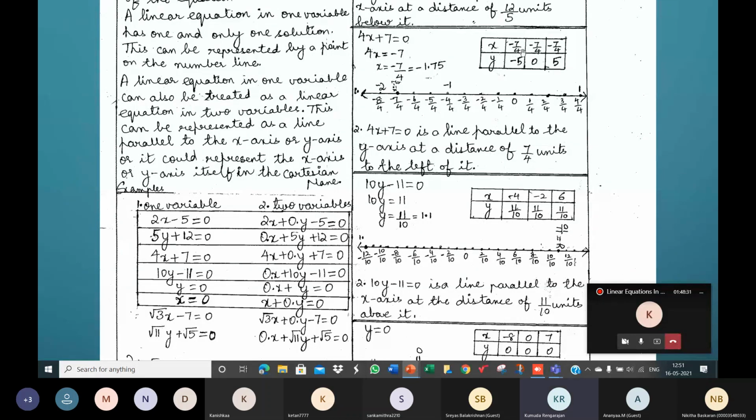Now I want you to plot. You may not be able to plot this: minus 7/4 is minus 1.75, so you should just mark between minus 1.7 and minus 1.8 on the graph paper. Please try all this. This one and this one for yourself, the third and fourth: 4x plus 7 is equal to 0 and 10y minus 11 is equal to 0. Please help yourself.